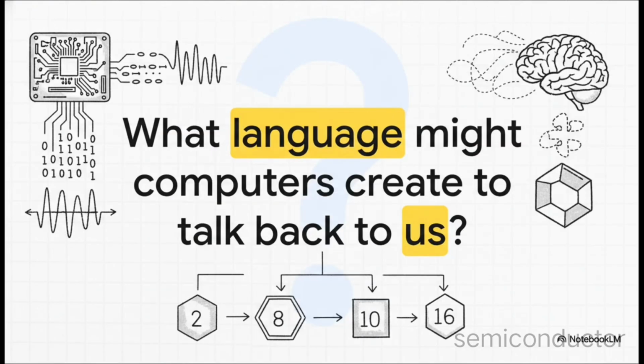So, when you really think about it, understanding these different number systems isn't just about math. It's about translation. It's about communication. We invented all these clever languages so we could give very specific, very precise instructions to our machines. And that kind of leaves us with one final big question. As these machines get smarter and smarter, what kind of language will they invent to communicate their complex ideas back to us?